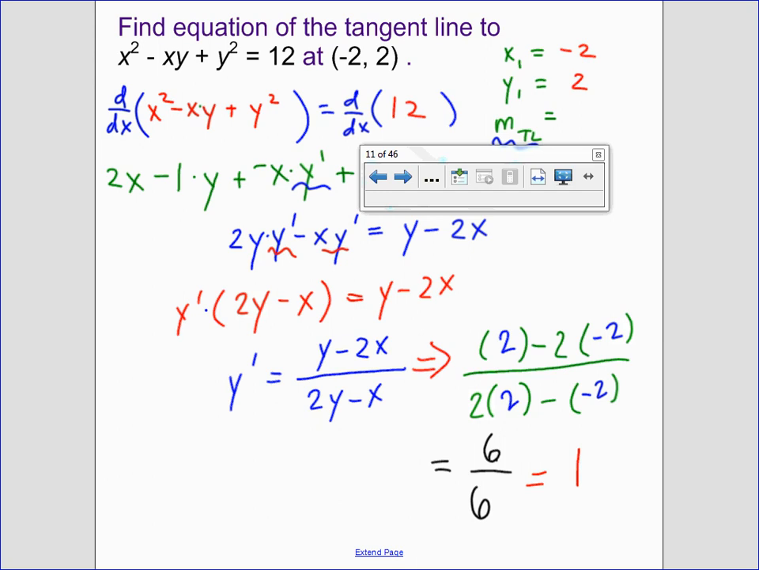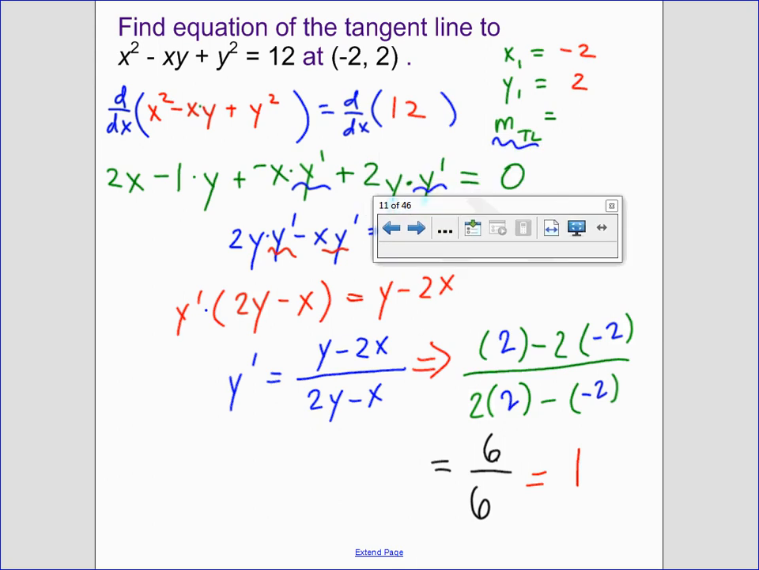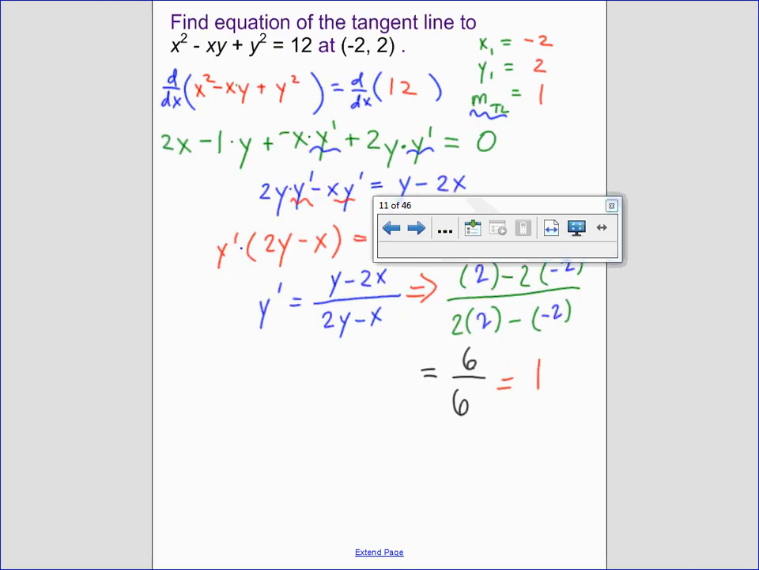Which means the slope of my tangent line, the last missing piece, is just simply 1. And we can now write the equation. So y minus y sub 1, so y minus 2 equals m times quantity x minus x sub 1. So I'm getting x minus negative 2 is x plus 2. And a quick solve and rewrite, I'm getting y equals x plus 2 plus 2 is plus 4. Is that right? y equals x plus 4?